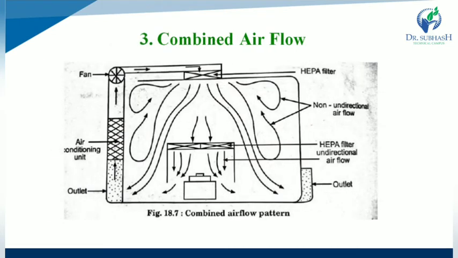Next one is combined airflow. In combined airflow, that is the combination of unidirectional as well as non-unidirectional airflow. In this figure, fan is present, air conditioning unit is present, outlet is present. On the opposite side, HEPA filter, non-unidirectional airflow, HEPA filter, unidirectional airflow, and outlet is present.